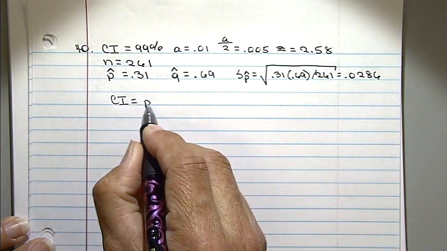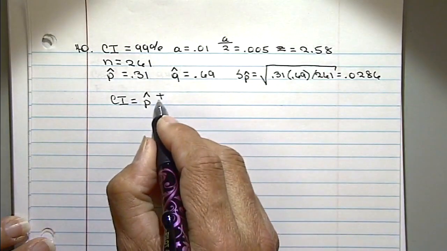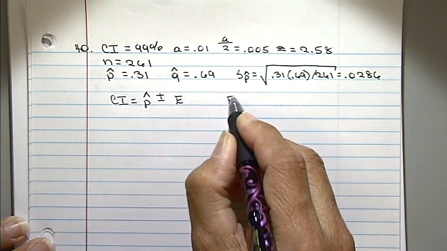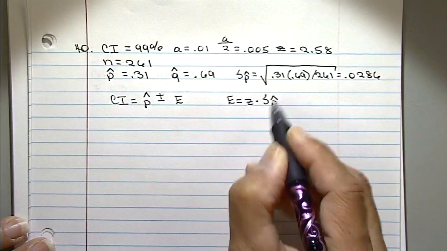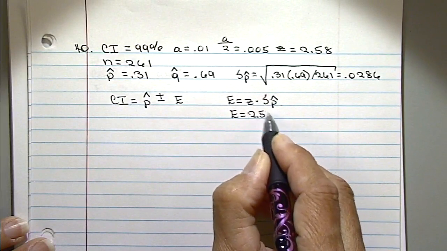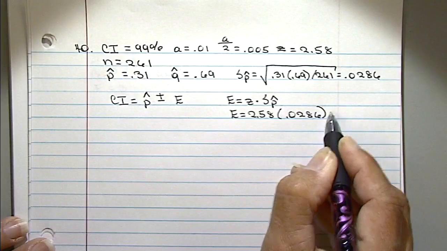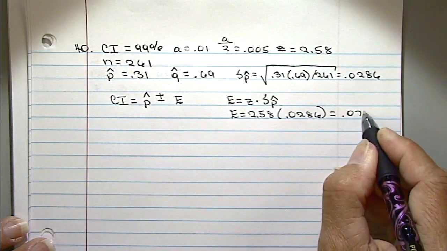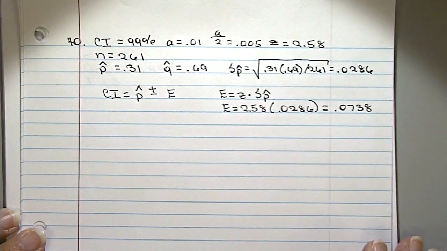This time instead of the sample mean, it takes the sample proportion, and it says add or subtract the margin of error. The margin of error is equal to Z times the standard deviation of p hat. So the margin of error for this one is 2.58 times the standard deviation 0.20286, which gives me 0.0738. And this one went to 4 decimal places. I assume it told us to.